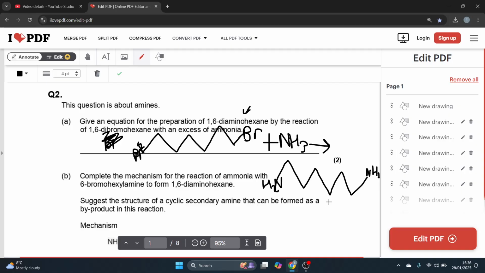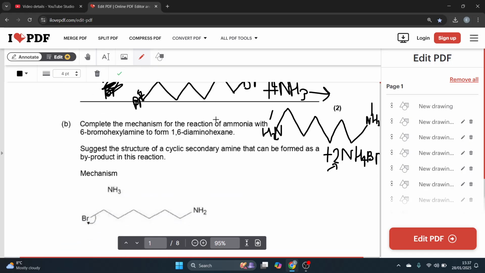I also formed this salt, NH4Br, and then to balance it, there should be a 4 here and a 2 there. 2 there because I need the 2 bromos, and then a 4 here because I need 4 nitrogen. That's 1, that's 2, that's 3, 4. I need a 4 there. And that's how you do that.